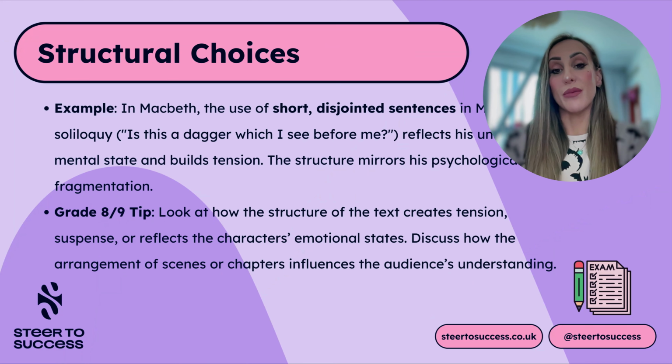So as an example, in Macbeth, the use of short, disjointed sentences in Macbeth's soliloquy, "Is this a dagger which I see before me?" reflects his unstable mental state and builds tension. The structure mirrors his psychological fragmentation. And as a grade 8 or 9 tip, look at how the structure of the text creates tension, suspense, or reflects the character's emotional states. So discuss how the arrangement of scenes or chapters influences the audience's understanding.